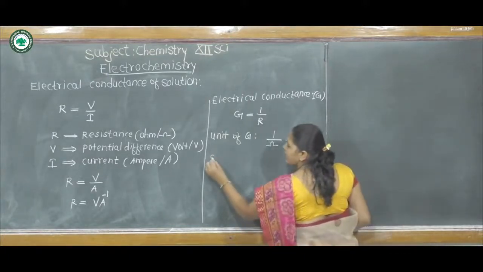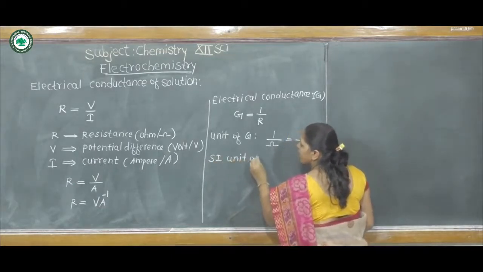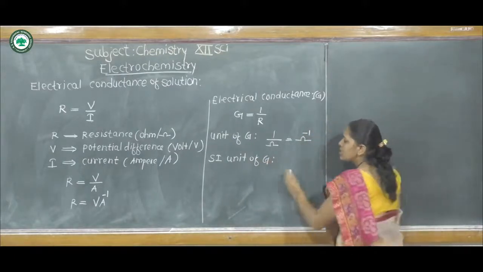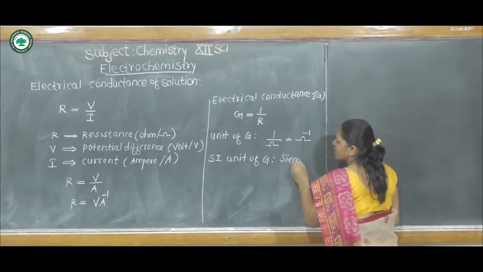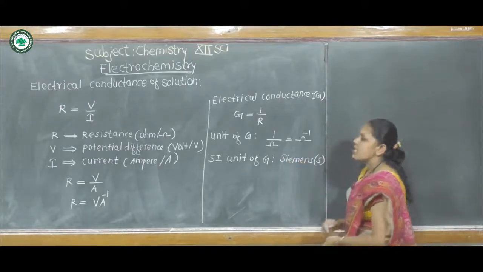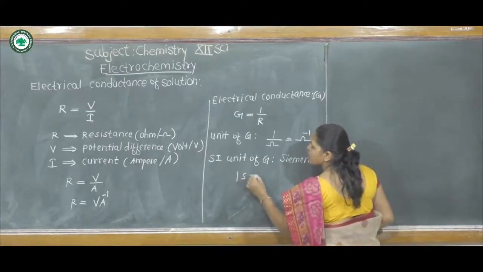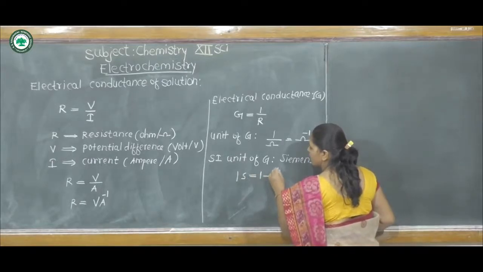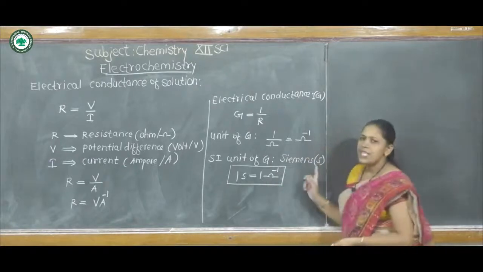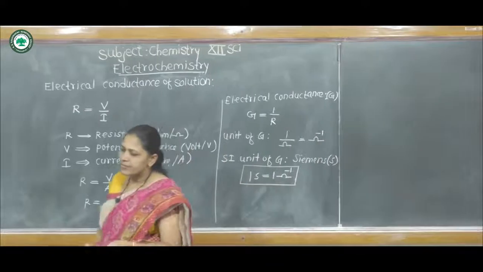Then the SI unit of electrical conductance, that means G, is the Siemens, capital S. And what is the relation between Siemens and Ohm inverse? 1 Siemens is equal to 1 Ohm inverse. This is the relation between Siemens and Ohm inverse.